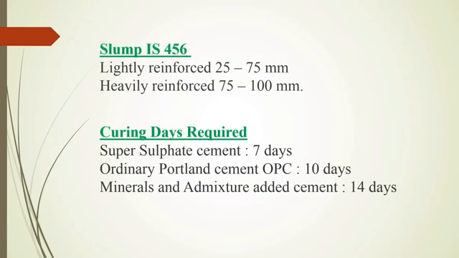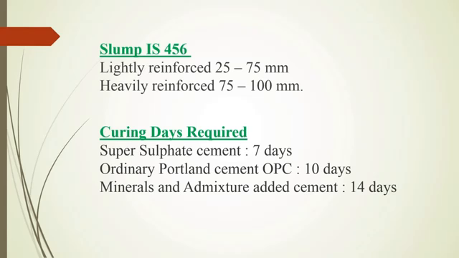While pouring the concrete, the slump test is important. When the slump test is taken, for lightly reinforced sections a slump of 25 to 75 mm is required, and for heavily reinforced sections a slump of 75 to 100 mm is required. The curing period is most important for concrete.